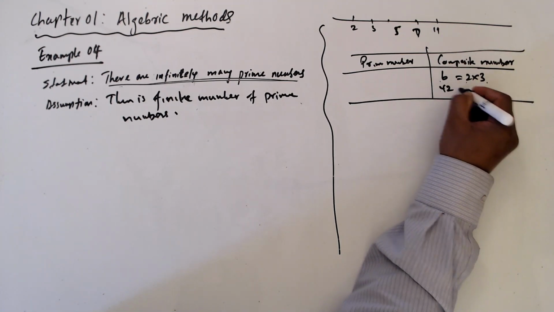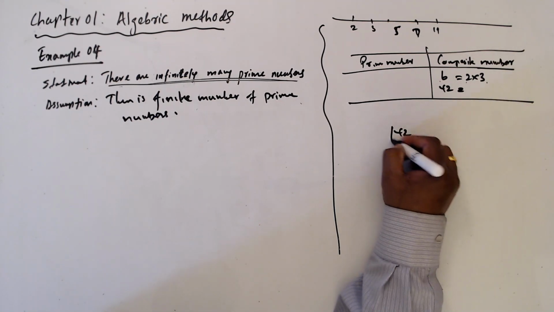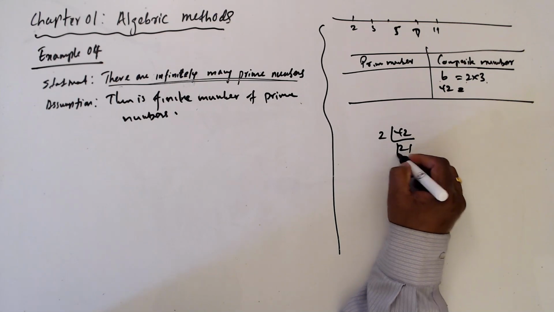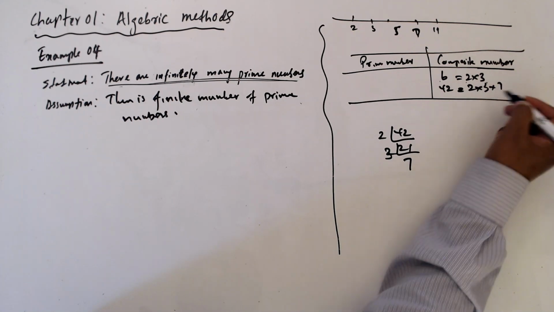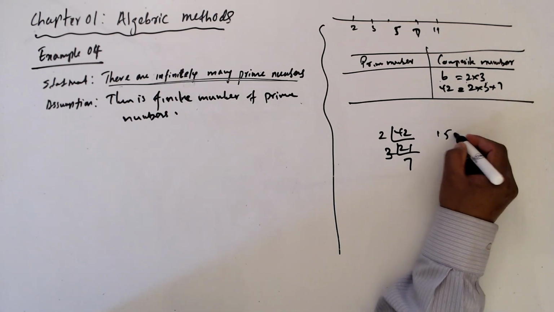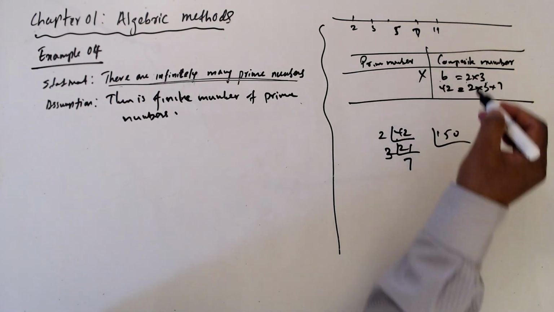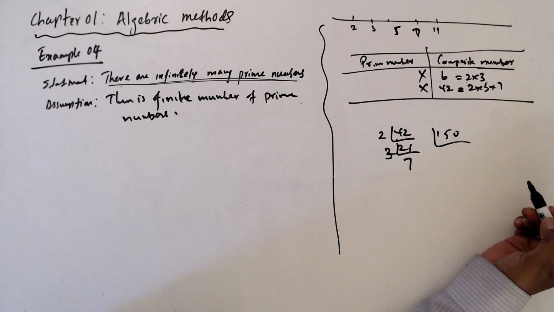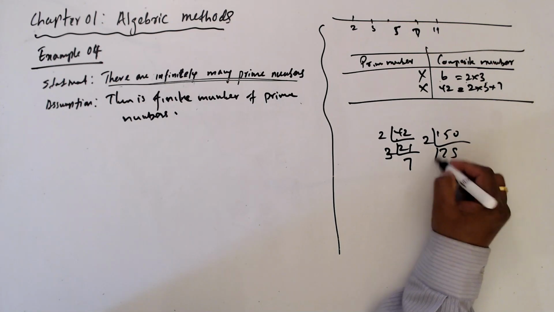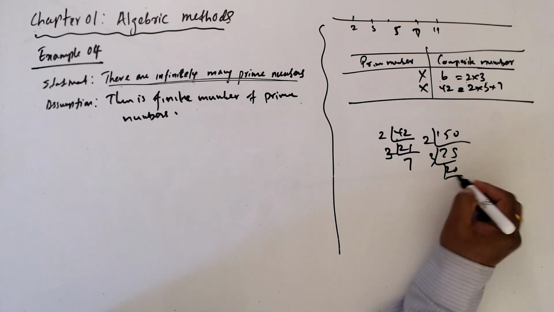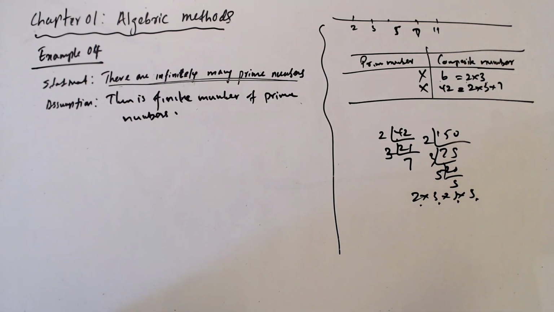Another one, 42. 42 we can write, actually we did this one. 42 divided by 2 is 21. 21 divided by 3, 7. So 2 times 3 times 7, and 2, 3, 7 are primes. 42 is not a prime number. 6 is not a prime number. 150 is not a prime number. So then 75, 3, 25, 5 and 5. So 2, 3, 5, 5. They all are prime numbers.